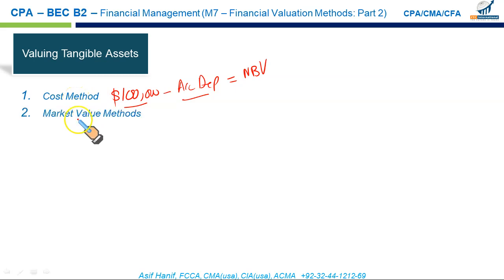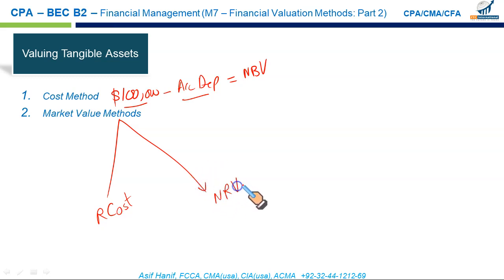The second method we use is called the market value method. In the market value method, we have two subcategories. The first is called the replacement cost. Replacement cost is the cost that you will have to pay if you want to replace the asset that is currently in use. Or second that you could use is called the NRV, net realizable value.